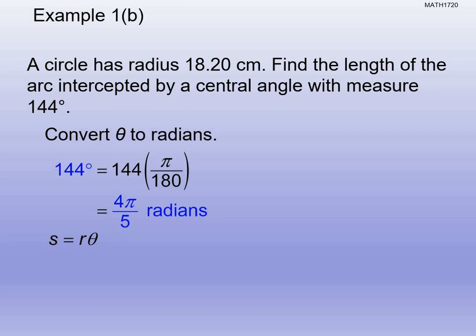So S equals R theta. We have R, we now have theta in radians, and we substitute that in and plug it into our calculator. We get 45.74 centimeters, okay? So same circle as before, just using a different angle. This time the angle was given to us in degrees. The first step we had to do was convert degrees to radians, and then we had to substitute our radius and our theta that's now in radians into the S equals R theta equation.